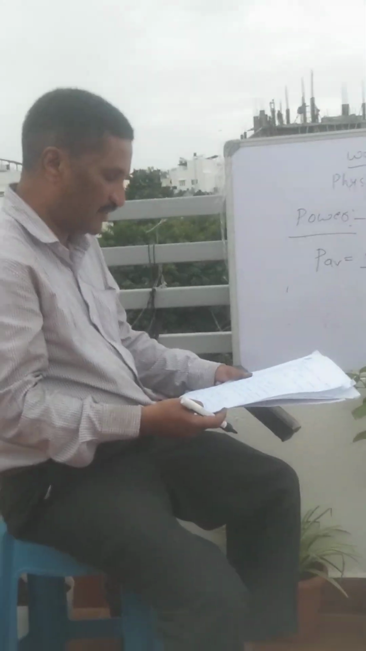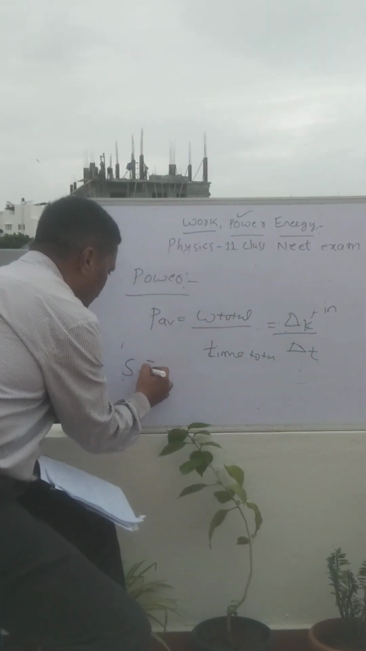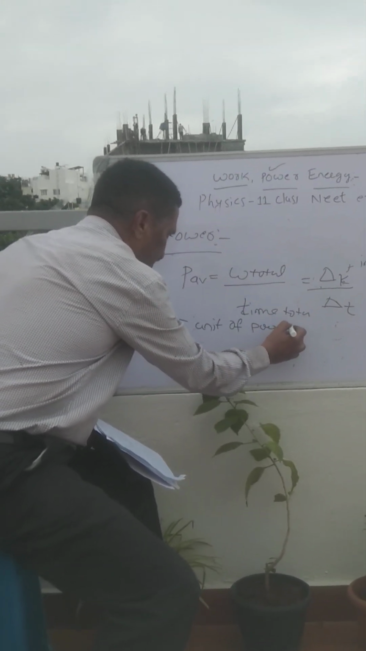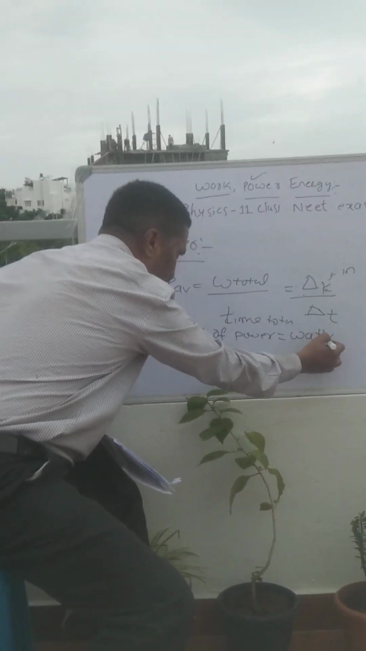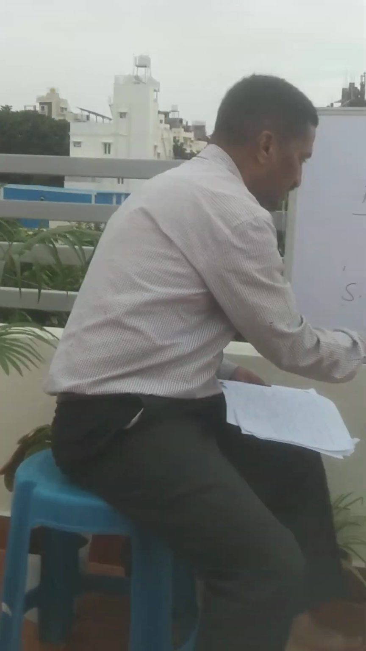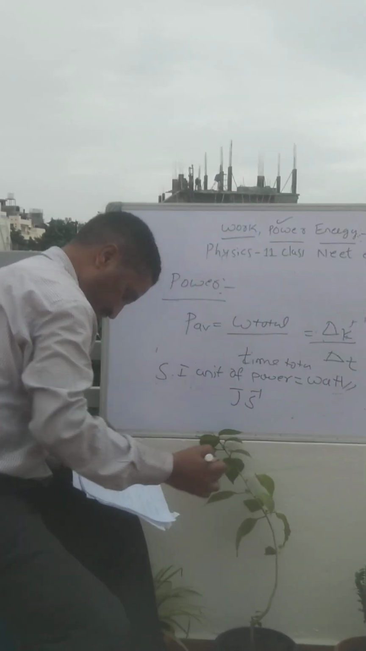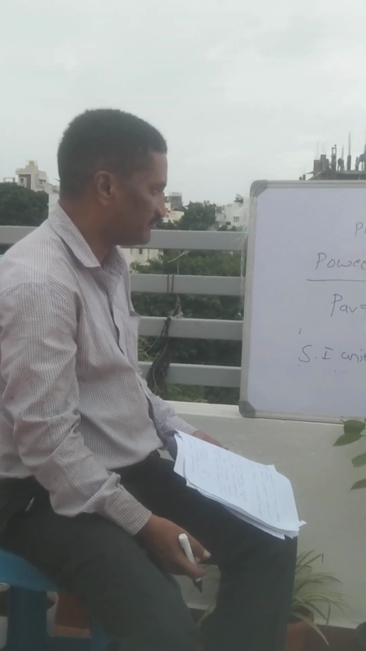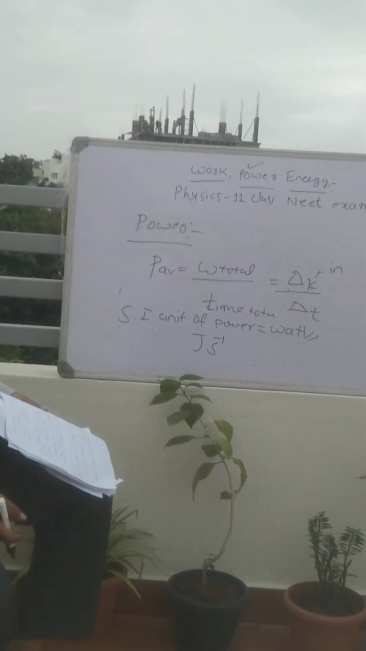So what is the SI unit of power? The SI unit of power is watt. Usually we use watt as the unit for power, or it is also called joule per second. You can use joule per second or watt for power. It is also a scalar quantity.